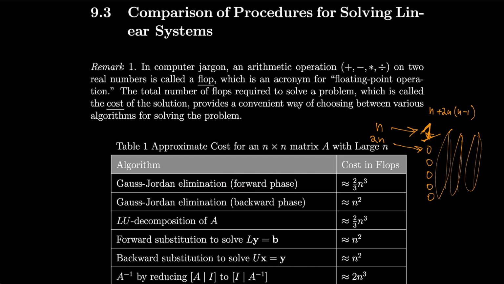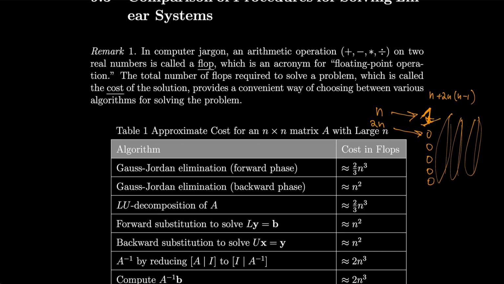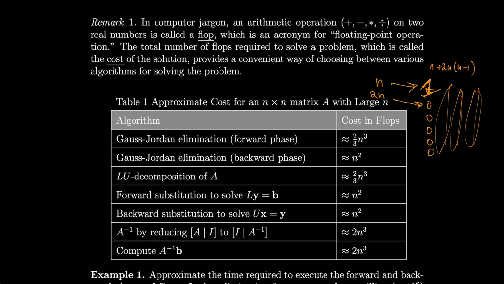Then to actually solve for each of the variables, we go back and plug in with the backward phase, and you can see that the cost in flops is approximately n squared. There are various other matrix procedures, different algorithms like LU decomposition, forward substitution to solve Ly equals b, backward substitution to solve Ux equals y, A inverse reduction, and computing A inverse b. The table gives the approximate cost in flops for each of these algorithms.